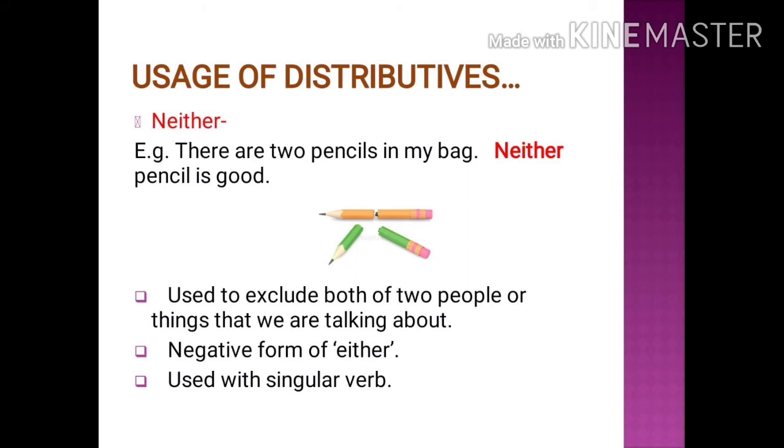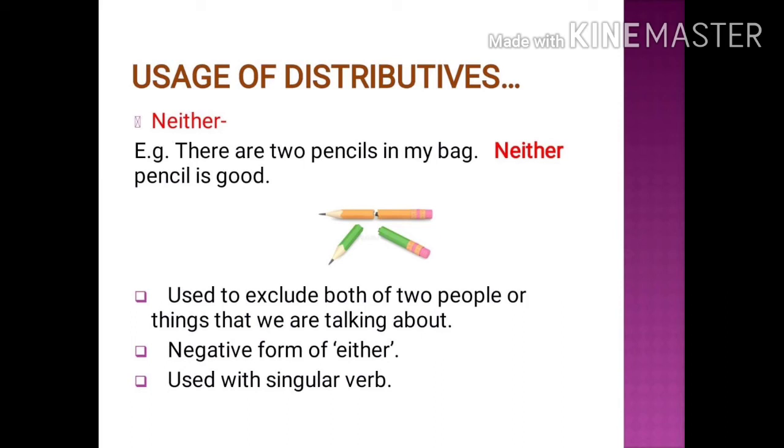Next distributive we're gonna learn is neither. Look at the example given here. There are two pencils in my bag. Neither pencil is good. Like either, neither is also used to speak about one thing or one person from a pair. Here I am speaking about two pencils, but I am saying this pencil is also bad, that pencil is also bad. Instead of using the word bad to give the opposite form of good, I am using neither. When I say neither good, it means bad.